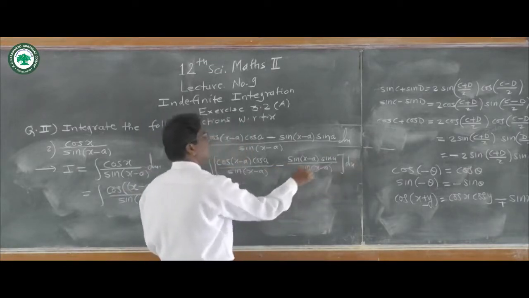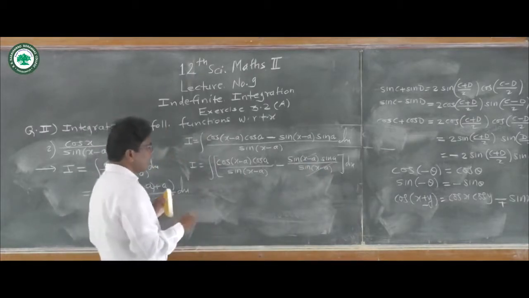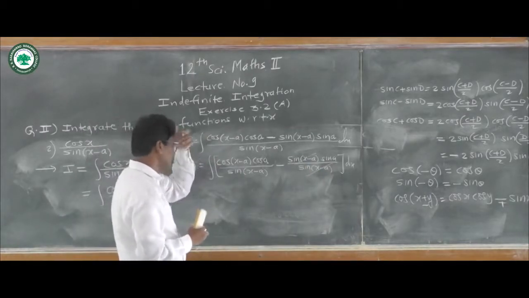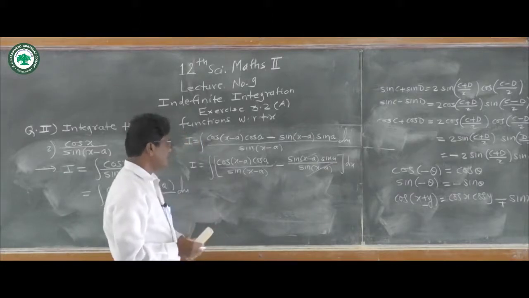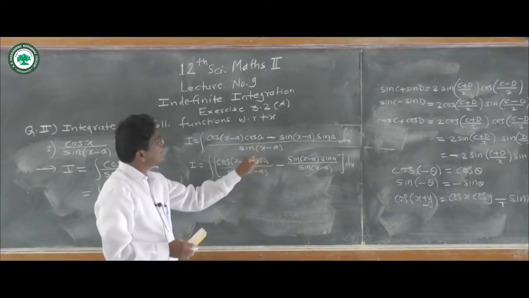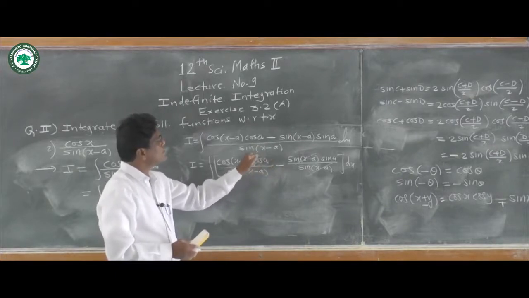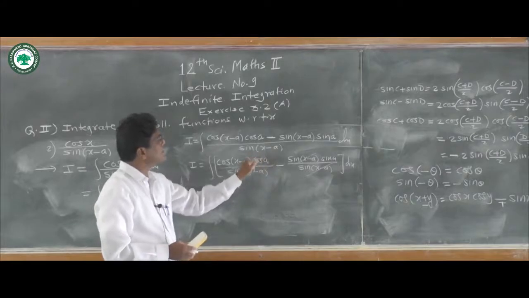Now this sine of x minus a cancels with the other. Now here we separate the integration. Integration is with respect to x, so cos of a is constant. Take this outside the integral.